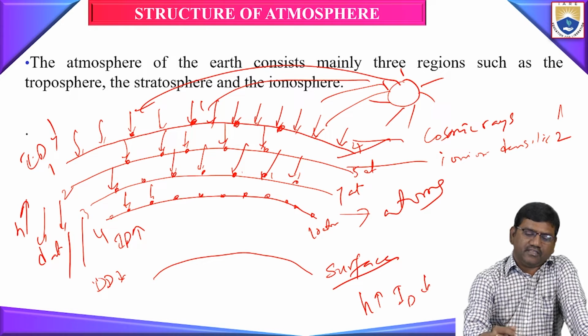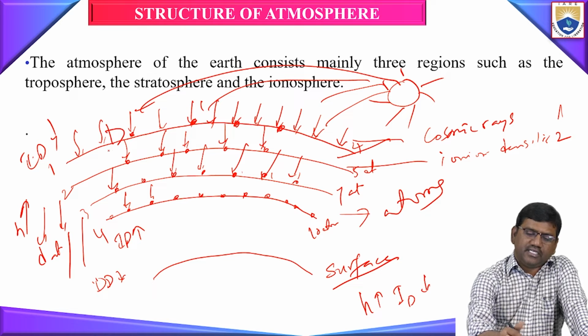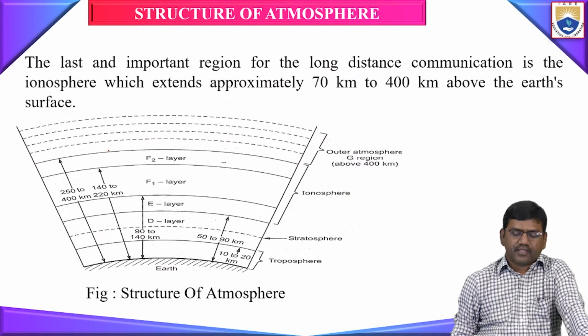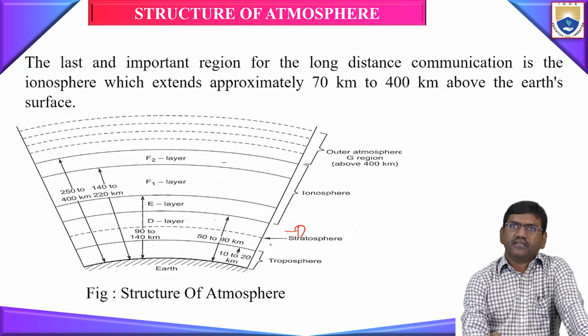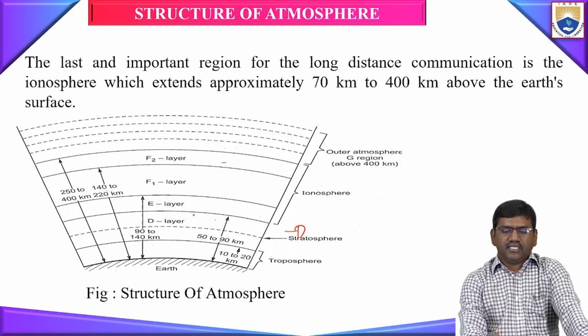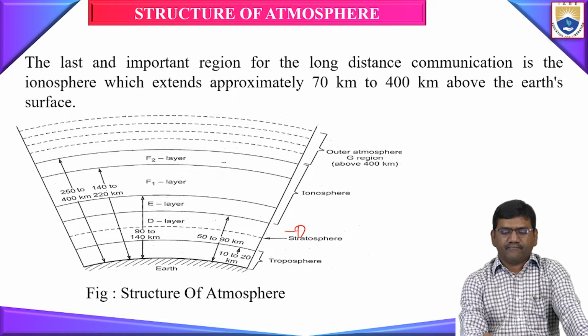One is the D layer. The first layer we call a D layer. You can see in the figure. The second layer is known as the E layer. The third layer is known as the F1 layer. And the fourth layer is known as the F2 layer.